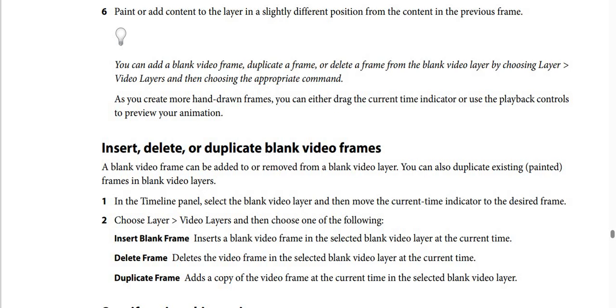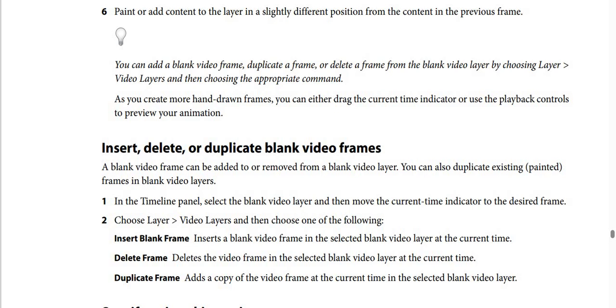By the way, we have steps. Step number 1. In the timeline panel, you should select the blank video layer and then move the current time indicator to the desired frame. Step number 2. You should choose layer, then choose video layers, and then choose one of the following. We have options here now.